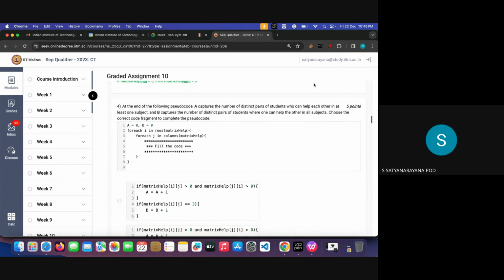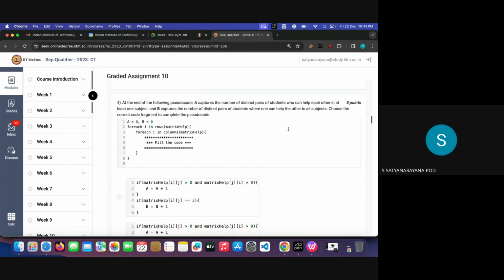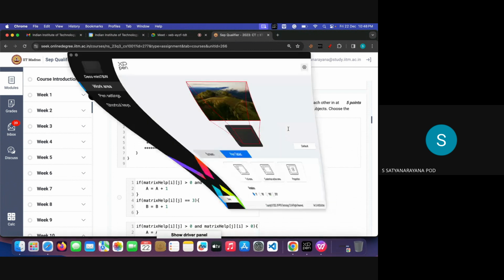So maximum help is at least one subject. The matrix help is already created with us. So I is taking matrix help rows and columns. So at least one means greater than or equal to 1. Yeah. You can help, yes, right.